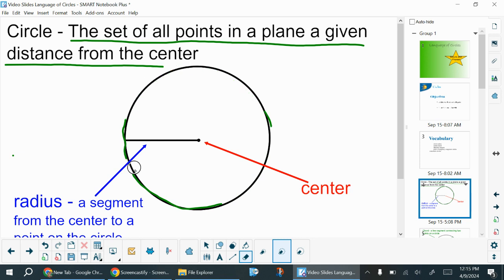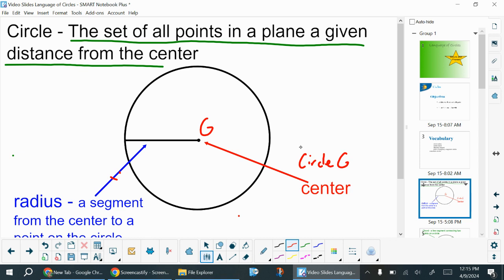From there, we talk about the two things you've probably heard about before with circles. The center, which is just the point at the middle, the one that all the other points are equidistant from. This will usually have some sort of a letter on it, like that, where we might use this to name the circle. So if we call this circle G, we would name it by the center.